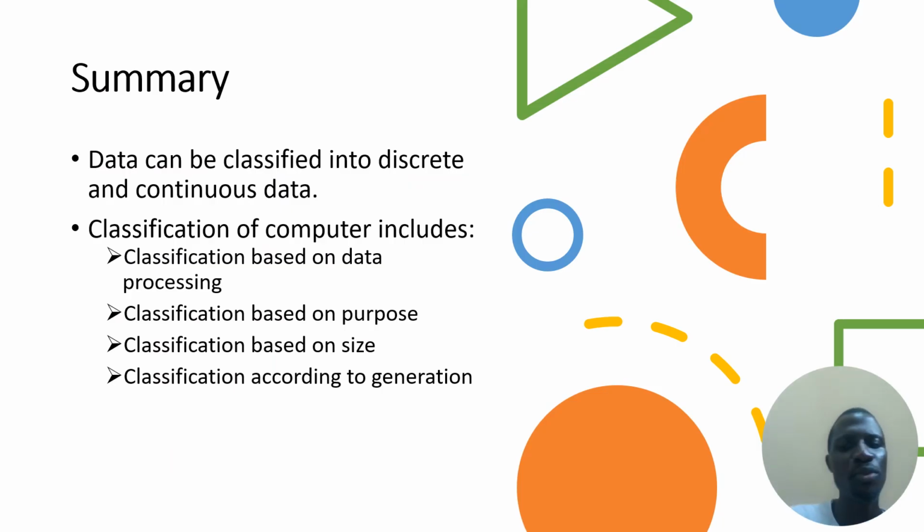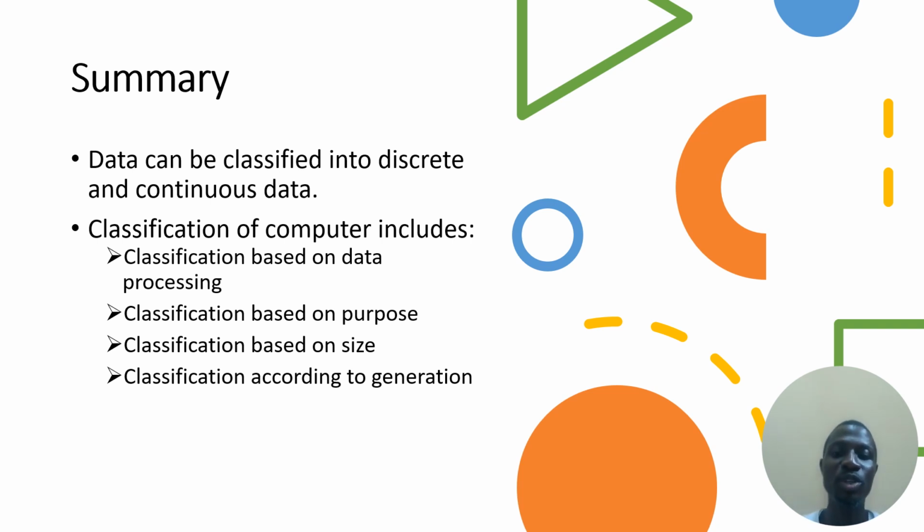A quick recap of what we have learned today. Data can be classified into two categories, the discrete and continuous data, and also we mentioned the various classifications of computer. We mentioned classification based on the way they process data, which are the analog, the digital, and the hybrid, based on purpose, the general purpose, and the special purpose or specific purpose computers. And we have classification based on size, which are micro, mini, mainframe, and supercomputers.